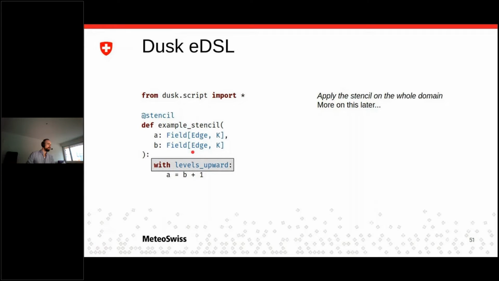So then we have here a Dusk language element. In Python, this has a different meaning than it has in Dusk, but here is where we made one of those compromises, and I personally feel like this was a good choice, and it is a nice way to express this. Basically, this statement means apply the stencil on the whole domain, and we will learn a lot more about what this means later on.